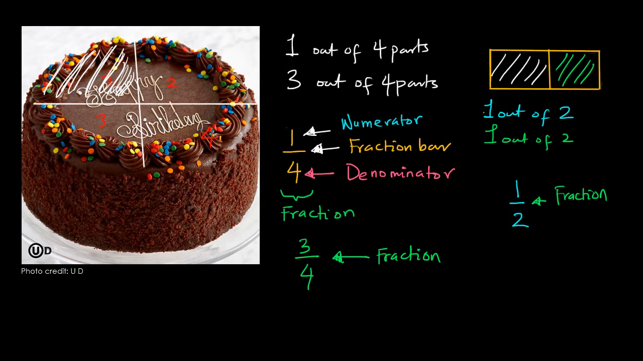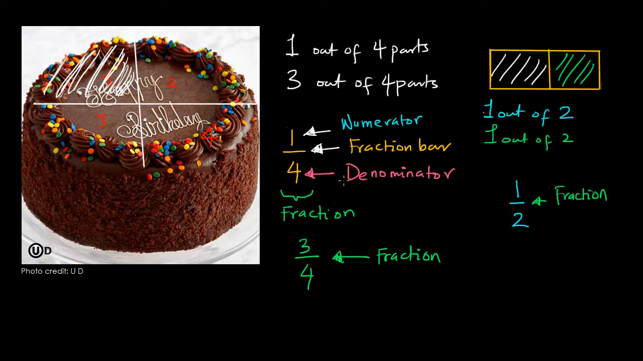Now the numerator just shows the number of parts required from the total number of equal parts that we have. Here we have 4 equal parts. The number Johnny took was just 1 out of the 4 equal parts, and this one here is the numerator. The numerator is just the parts required from the total number of equal parts we have.